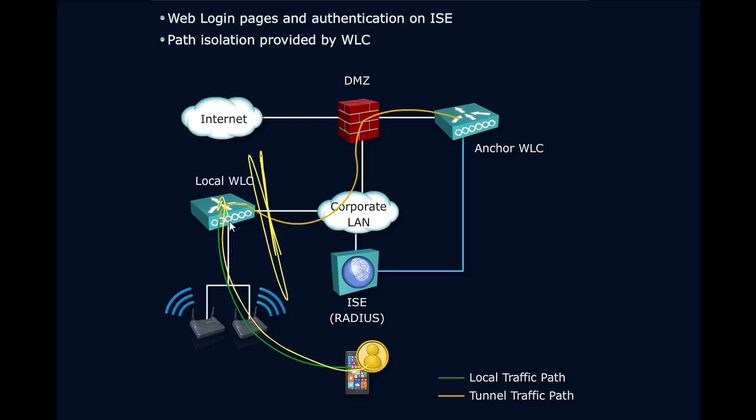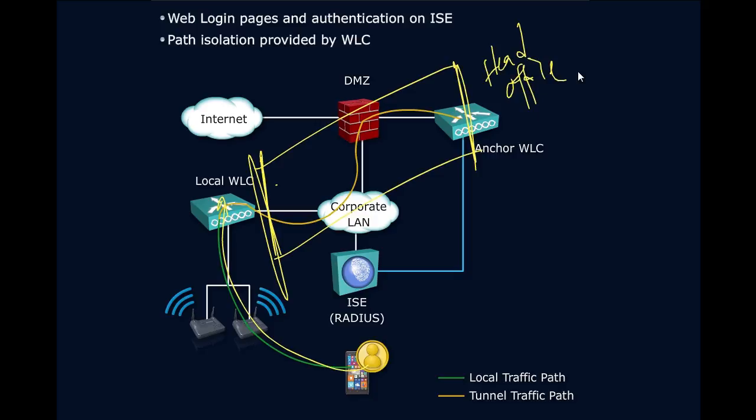The association takes place, but I'm going to take all traffic and deliver it through a large tunnel right here directly to my Anchor wireless LAN controller. This could probably be my head office or some other local campus architecture Anchor. And the head office Anchor is actually going to deliver this straight over to my ICE server, my Radius server. My Radius server is going to take care of my login page, my authentication, everything. ICE is taking care of it all.